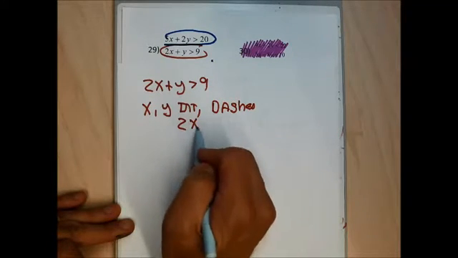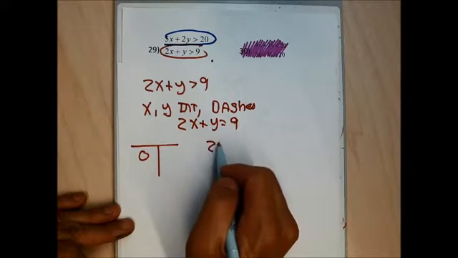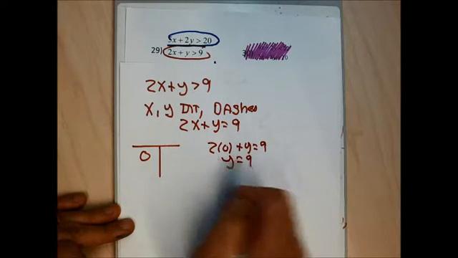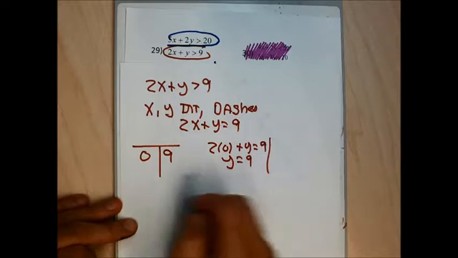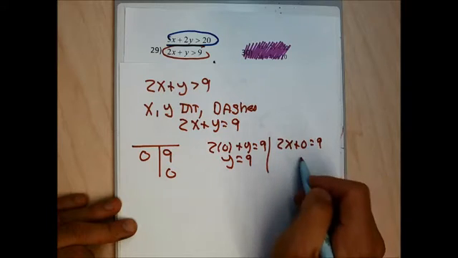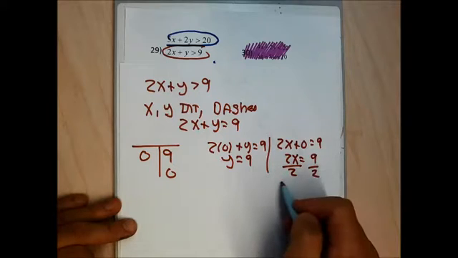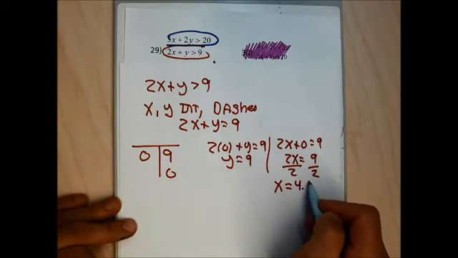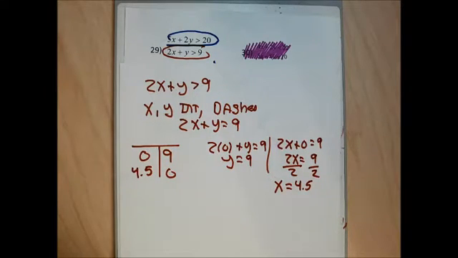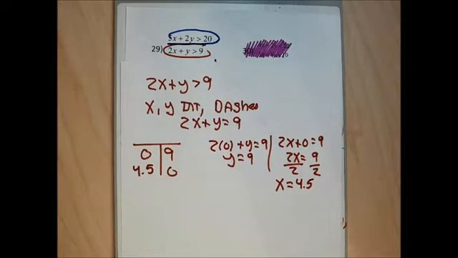For 2x plus y equals 9, let me plug my 0 in for x. That gives me 2 times 0 plus y equals 9, which simplifies to y equals 9. Plug my 0 in for y, get 2x plus 0 equals 9, gives me 2x equals 9. Divide by 2, I get x equals 9 halves. It's just easier for me to work with a decimal, so I'm going to plot 4.5 for the x-intercept.